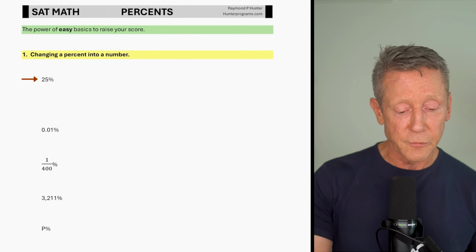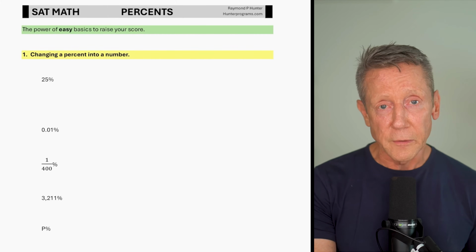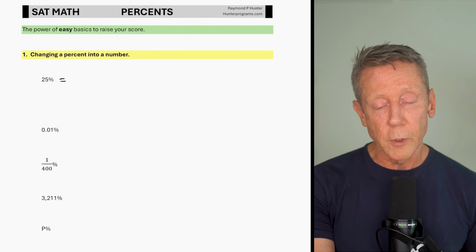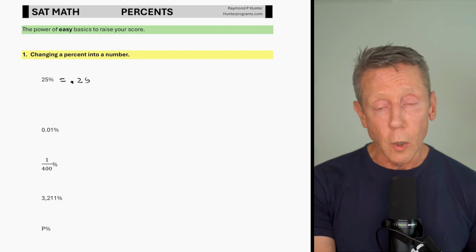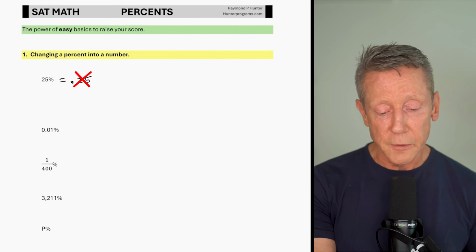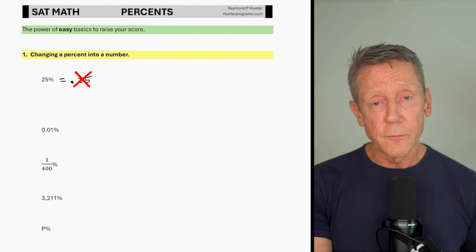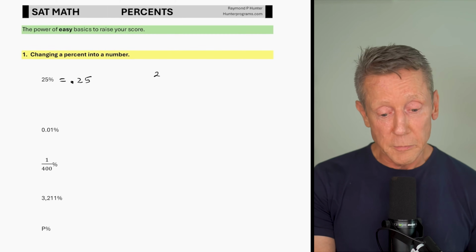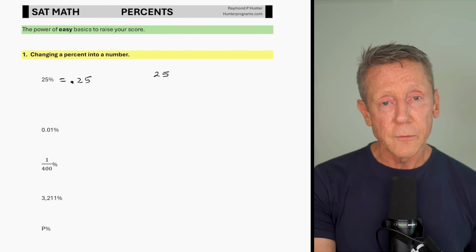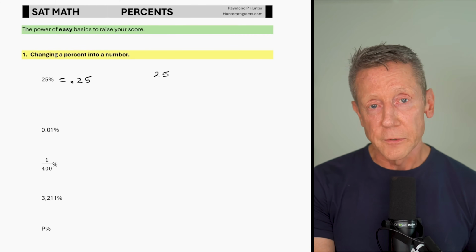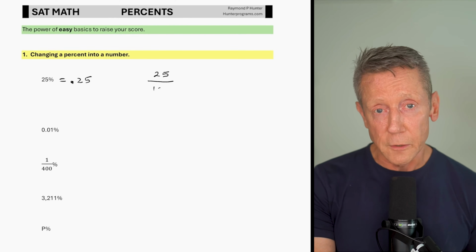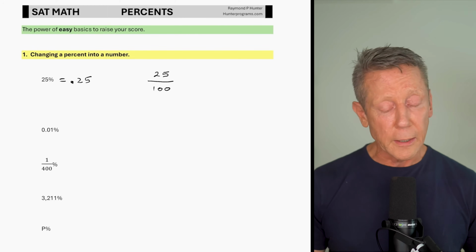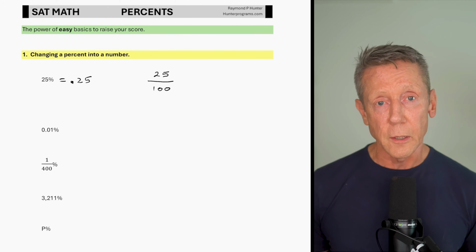Let's take a look at this first one, 25%. If I ask a student to convert this into a number, most will simply write it as 0.25. On this SAT test, we are not going to do that. We're going to write it for what it literally means. 25% literally means 25 per, the per is a fraction bar, cent is 100. As long as you always write it like that, no matter how crazy the percent is, you cannot go wrong.